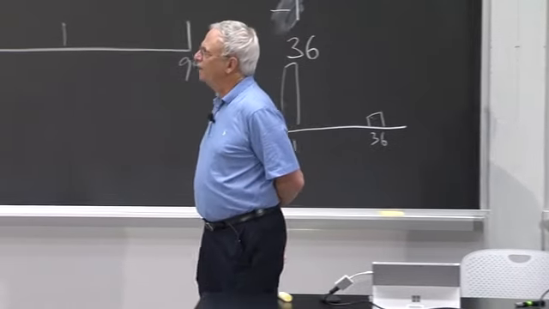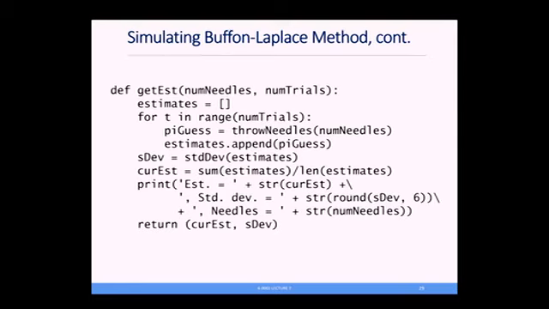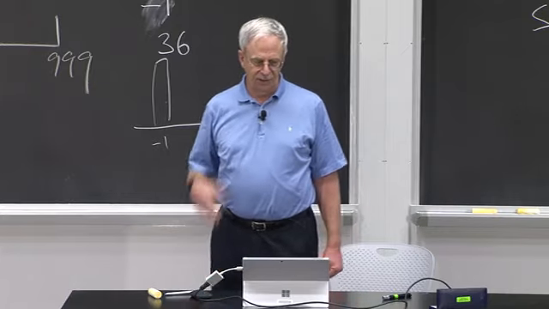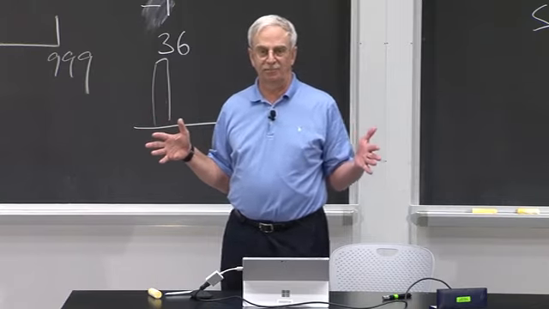Now comes an interesting part. We need to get an estimate. So we start with the number of needles and the number of trials. For t in range number of trials, we'll get a guess by throwing number of needles, and then we'll append that guess to our list of estimates. We'll then compute the standard deviation, get the current estimate, which will be the sum of the estimates divided by the len of the estimates, just the mean of the estimates, and then we'll print it. All right? So given a number of needles and a number of trials, we'll estimate pi, and we'll give you the standard deviation of that estimate.